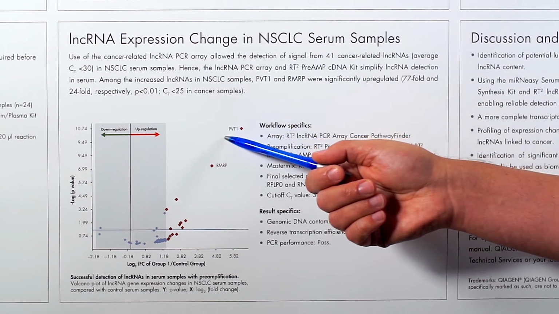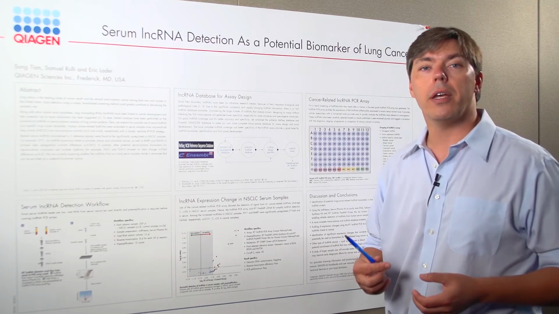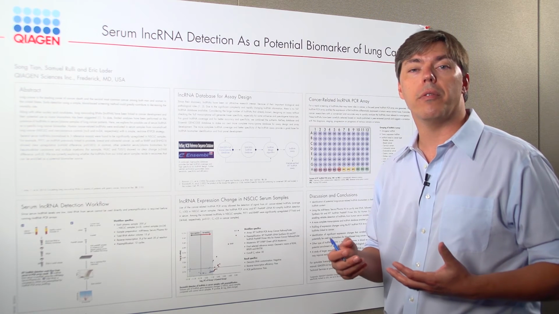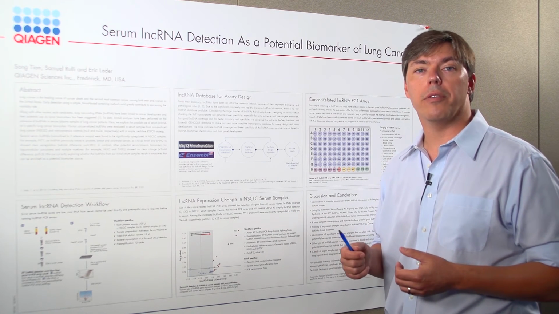We've unblinded some of these, PVT1 and RMRP. These are long non-coding RNAs that are thought to be cancer associated, and here we're seeing the same sort of thing in our lung cancer patients.